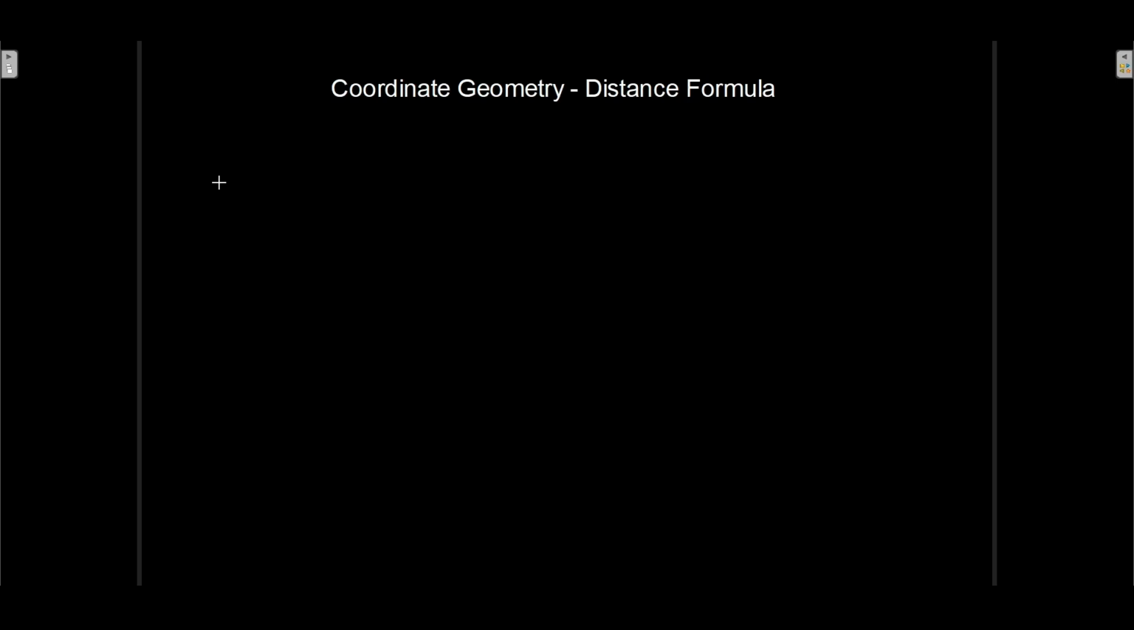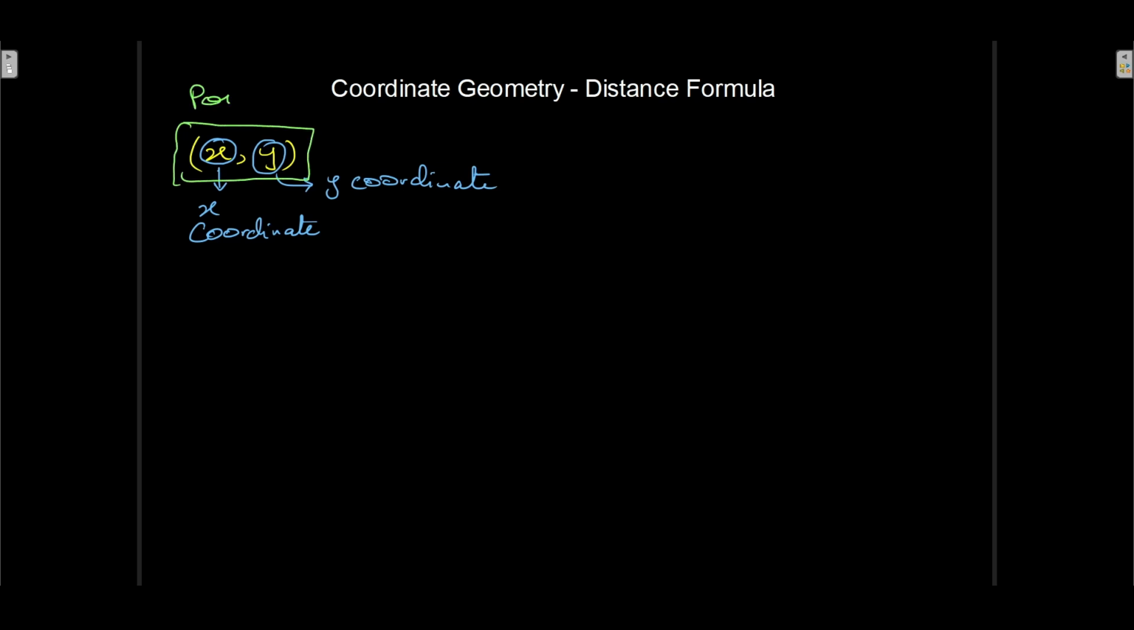So in this lesson, we will discuss the concept of distance formula, but before diving into the concept of distance formula, we first have to see the concept of coordinates. So when I write x comma y, this x is the x coordinate and this is my y coordinate, right? And I consider this whole thing as a complete point in the xy plane.